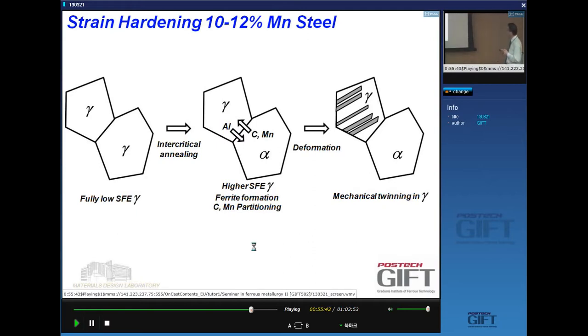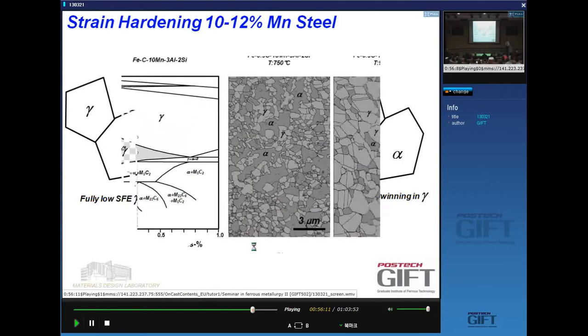Again, you let carbon, manganese and aluminum partition so that the manganese and carbon content in the intercritical gamma phase are high enough to get the same stacking fault energy as in a TWIP steel. Then the idea is that when you deform this microstructure, the gamma phase will have a TWIP effect rather than a TRIP effect. And what are the properties then?